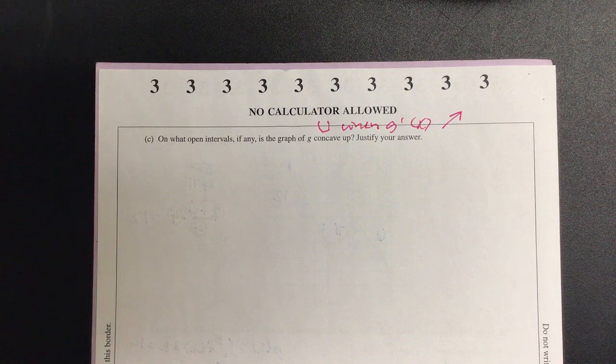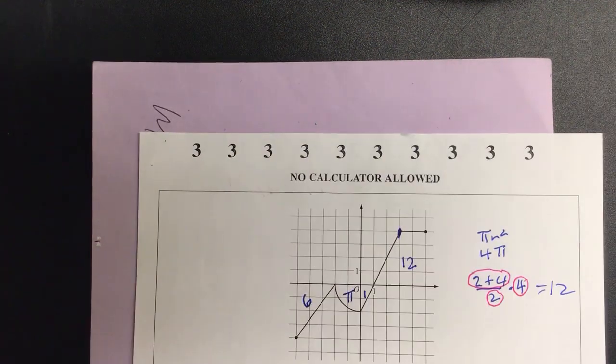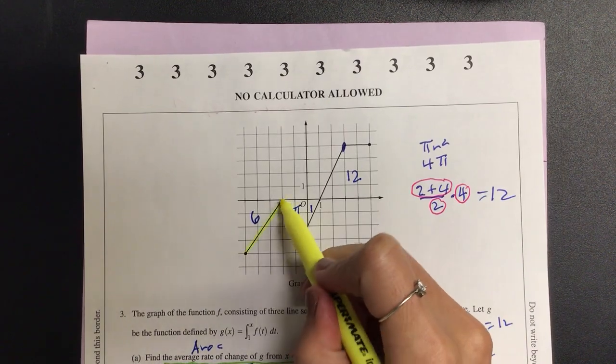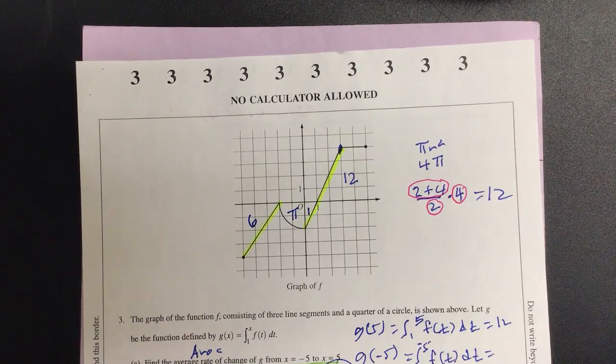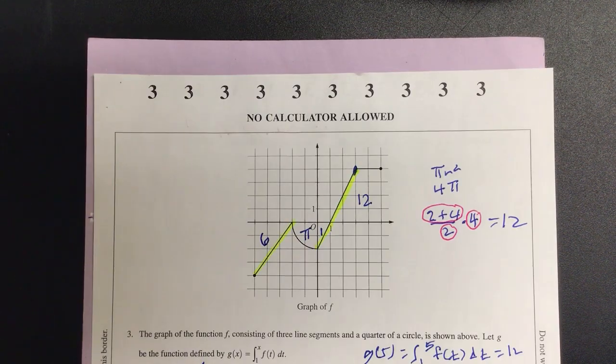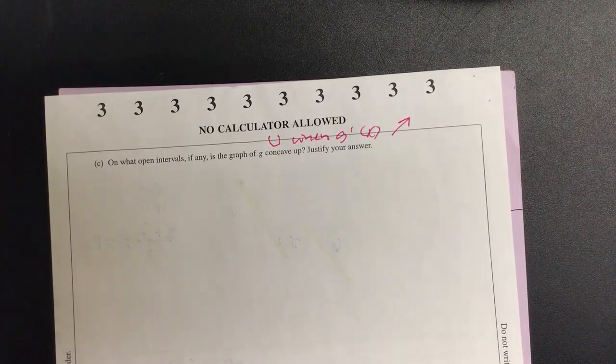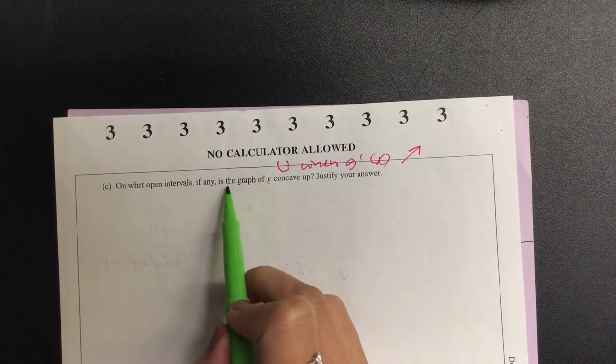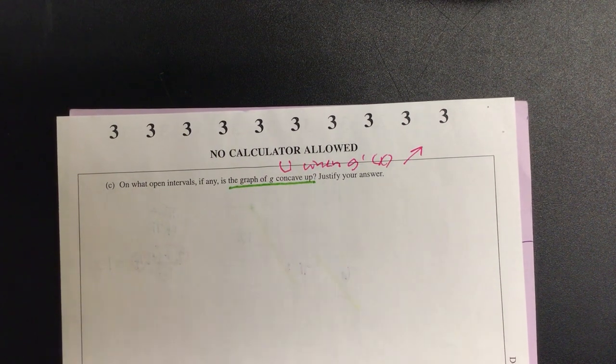So I'm going to go to my graph and see when they're increasing. So let's highlight. For me, I'm going to highlight. It is increasing here, and is increasing here. So how many unions do I need then? Probably 1, okay? Unless you write it in inequality form. So I'm going to go ahead and write out. Let's steal the sentence stem. The graph of g is concave up, and then I'm going to say on a certain interval.